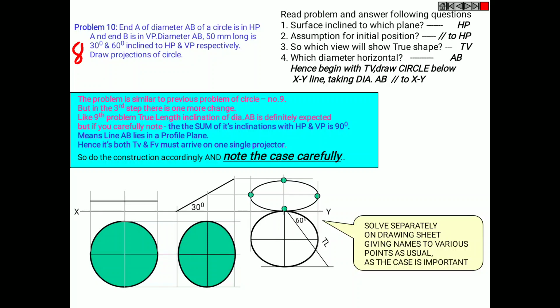Note the question and constraints carefully and make the diagram firstly in your observations, then to your sheets.